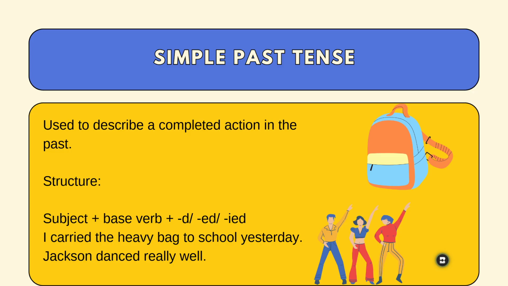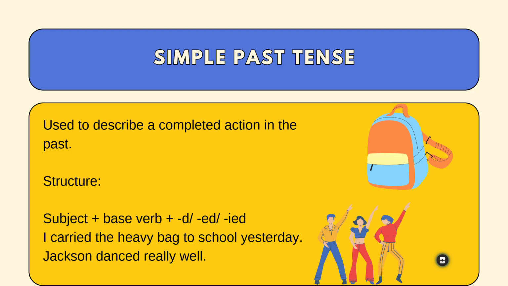So regular verbs are words where you have to add D or ED or IED to make it into its past tense form. Some of the examples for regular verbs are jump. When you add ED to it, it becomes jumped. Dance, danced. Carry, carried. These are regular verbs.